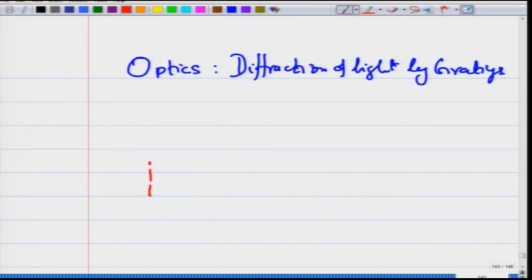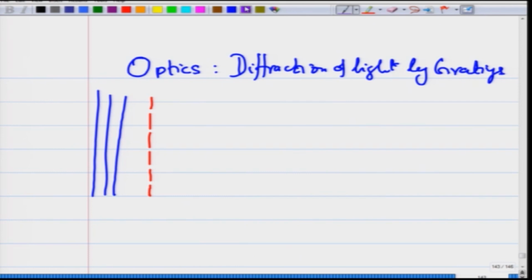So, what is a grating? This is a material in which you have made periodic slits which are periodically spaced, and there is an incoming plane wave which is incident. This is the plane wavefront of light which is incident on the diffraction grating. So, this is your diffraction grating, and what will you observe on the screen?